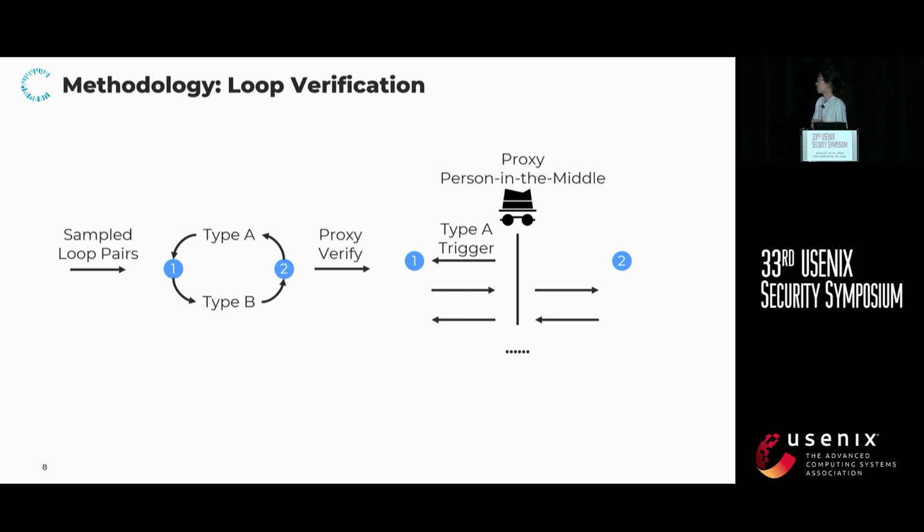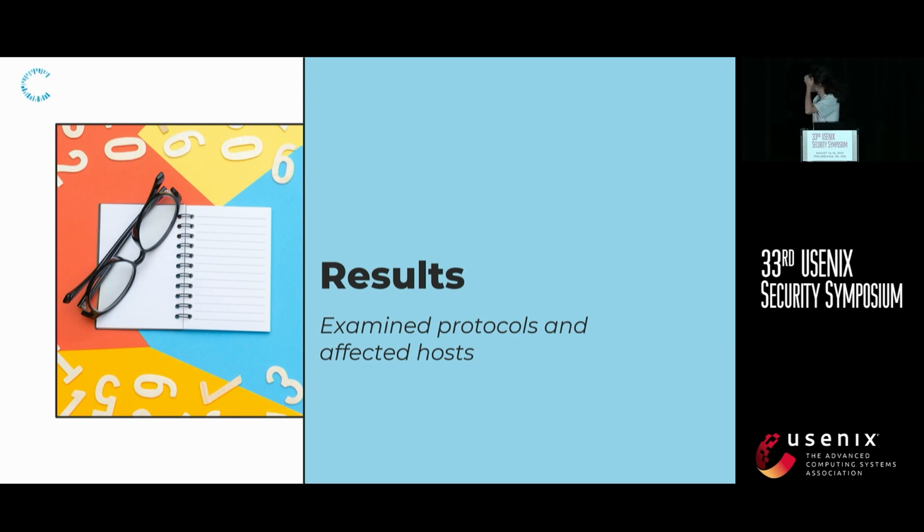And once the proxy server has observed enough traffic among the two servers, we believe the traffic loop could happen, and it will continue this way. And then we could stop the proxy server to stop the verification. Now let's look at the results of the protocols we have examined and some affected hosts.